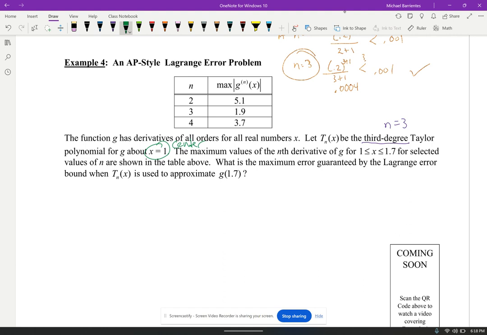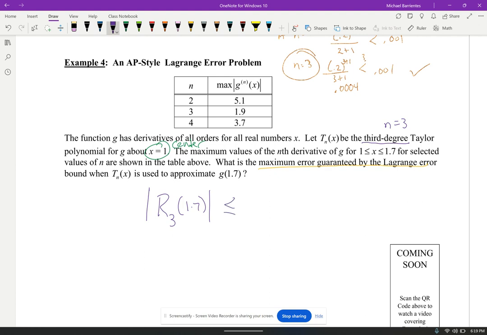What is the maximum error guaranteed by the Lagrange error bound when t sub n of x is used to approximate g of 1.7? So I don't need to write out the polynomial. I don't need to worry about what the answer is. The question is about the error. And remember that the error is the remainder. So we have this formula that says to figure out the remainder, and we're going to figure out the remainder for the third degree polynomial. And we're going to find the remainder or the error for x value 1.7.